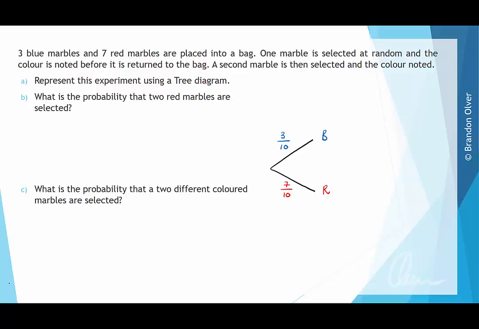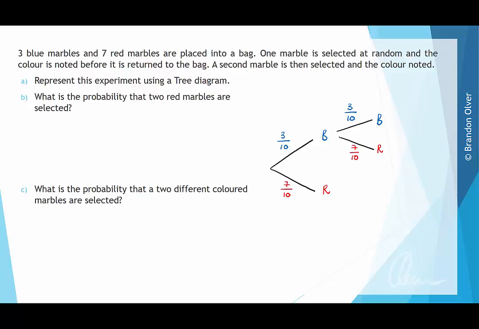As all of the marbles are still there on your second selection because you've put the one you selected first back, you get a blue, which would have the same probability as before because there's still 3 blue out of 10. Or you could get a red marble, and again there's still 7 out of 10.